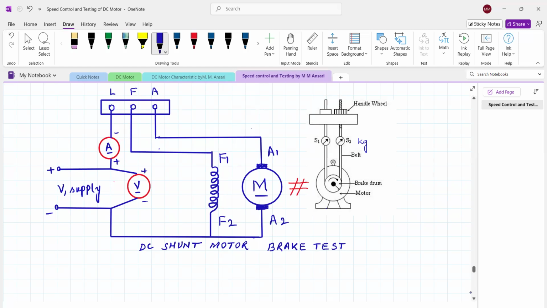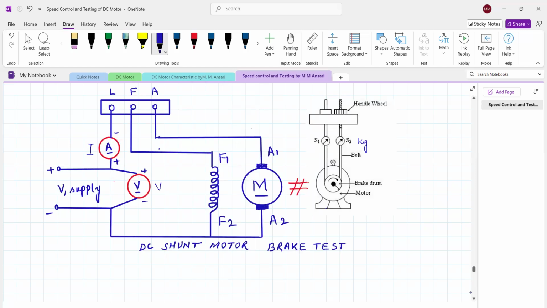Here it is not shown, but we can use a series resistance in the field winding. This is the armature current. It is going to measure the total current drawn by the motor, say I, and the voltage across the motor is V. It is measured by the voltmeter, a DC voltmeter.